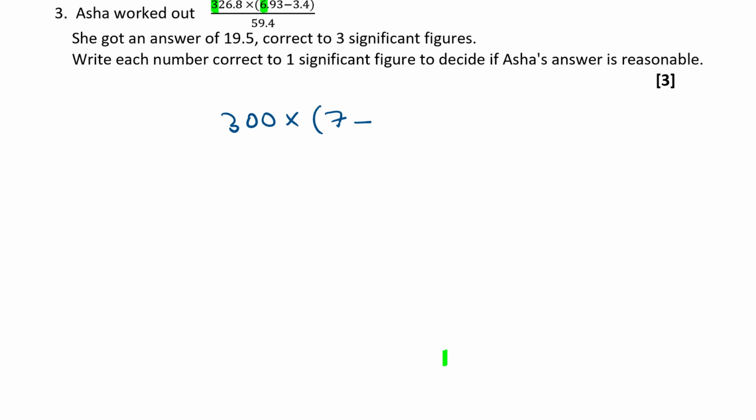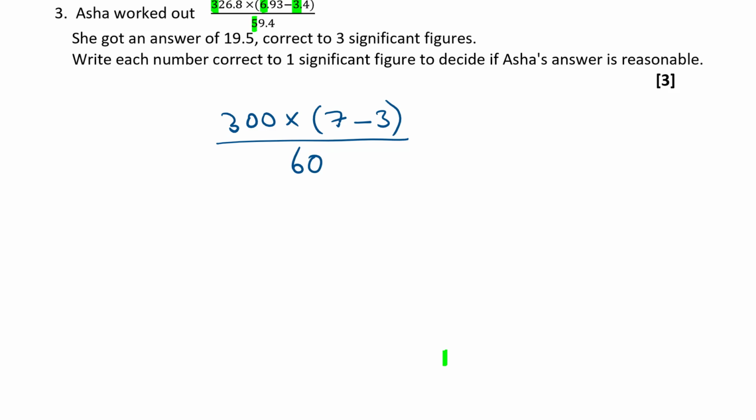minus the first significant figure of 3.4 is the 3. So round off after the 3, I've got a 4, which means I need to round down. That's going to give me 3. Okay, and then we're going to divide that by the first significant figure of 59.4, which is that 5. It's in the tens column. So rounding 59.4 off to the nearest 10 is going to be 60. Okay, so now we've rounded each number off to 1 significant figure.